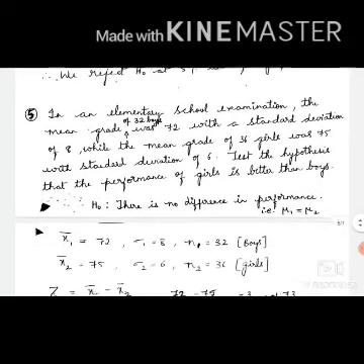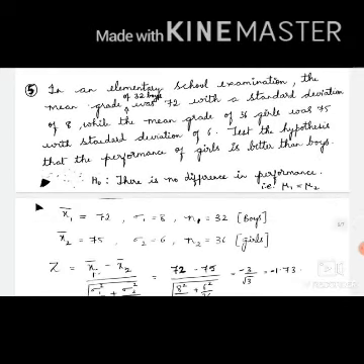So the next example here is: in an elementary school examination, the mean grade of 32 boys was 72 with a standard deviation of 8, while the mean grade of 36 girls was 75 with a standard deviation of 6. Test the hypothesis that the performance of the girls is better than boys.